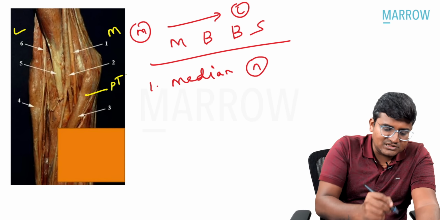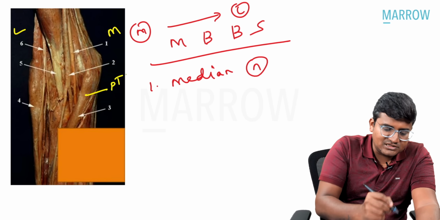Okay, right. So the arrangement from medial to lateral, MBBS is the mnemonic. So the medial most structure is our median nerve. So option A right, C right and D right. And then brachial artery, and then biceps tendon and then radial nerve. So answer for this question is A. Okay, right.